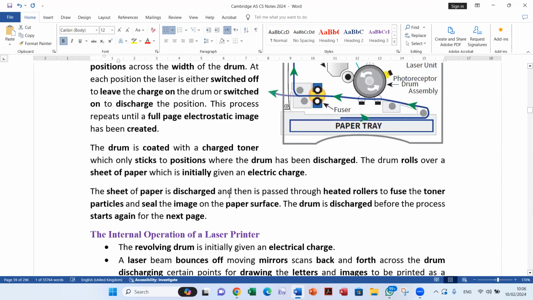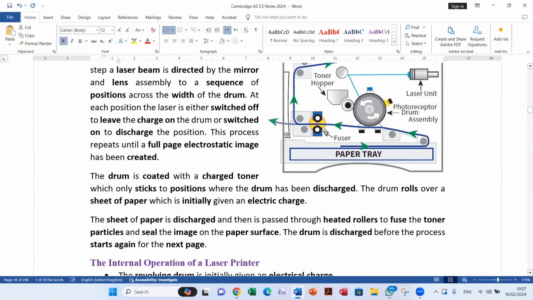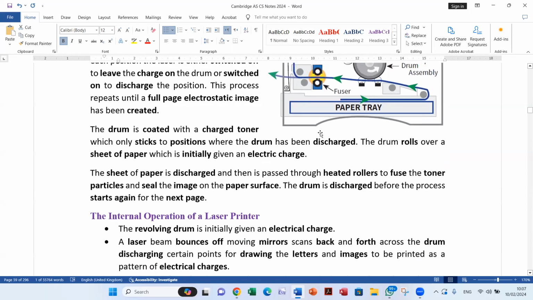A sheet of paper is discharged and passed through the heated roller to fuse the toner. Okay, so as I explained, the laser beam draws the image on the drum. The drum is coated with ink and it rotates. Ink sticks to the paper. However, it is not so permanent. It goes through a heater fuser to make the ink permanent on the paper.